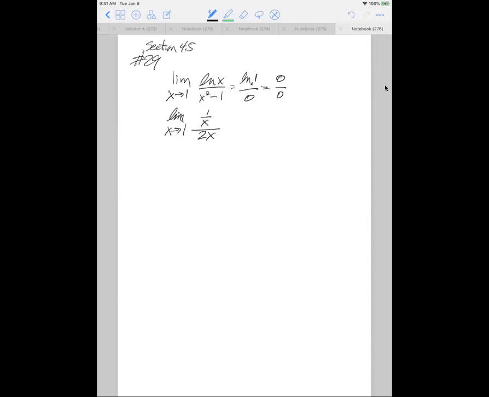Now you plug in 1 to both of those. That gives you 1 over 1 on top and 2 times 1 on the bottom, which is 1 over 2. So the end result is the limit as x goes to 1 of that function is equal to 1/2. Therefore, the limit of the original rational function as x goes to 1 is 1/2. Okay? That's another example. If you've got questions on that, let me know.